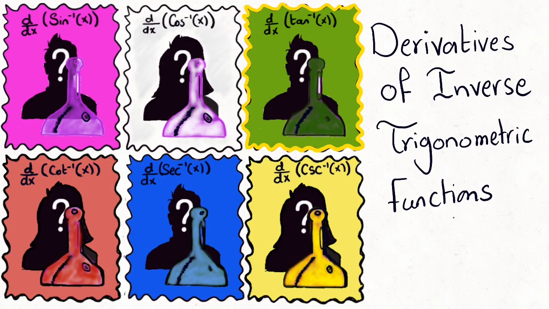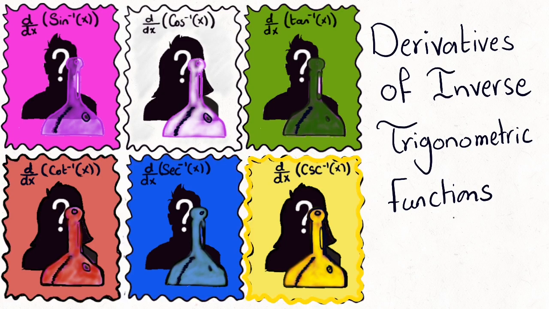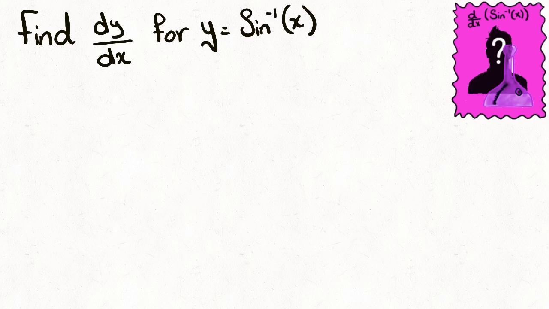Derivatives of inverse trigonometric functions. We start with the first derivative, finding dy by dx for y equals sine inverse of x.